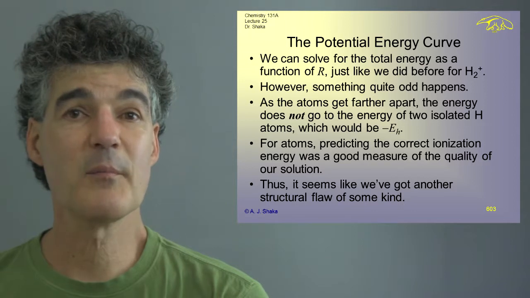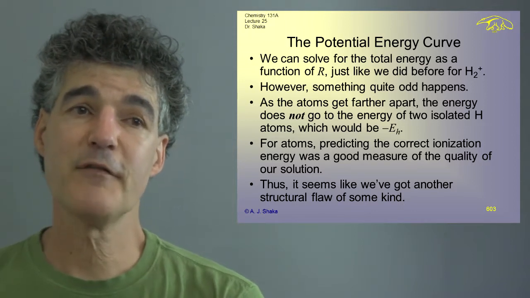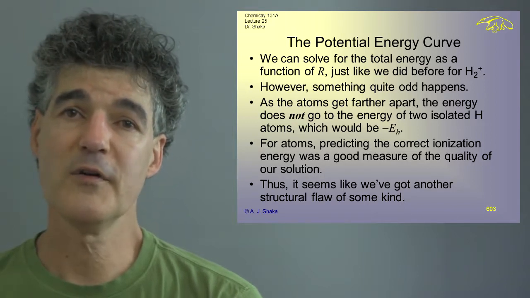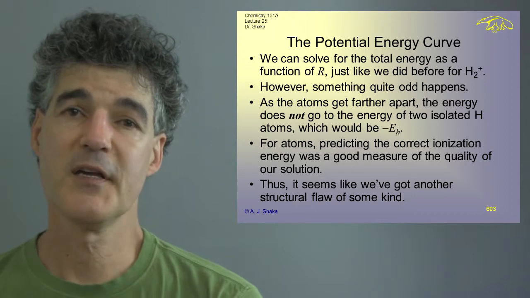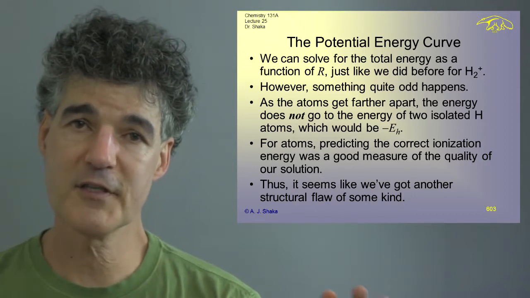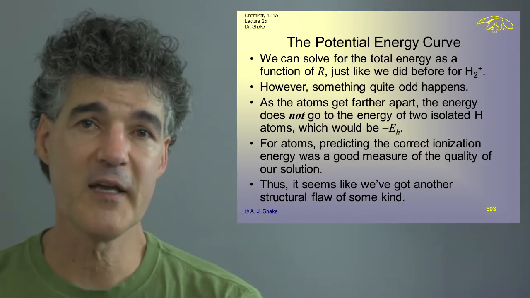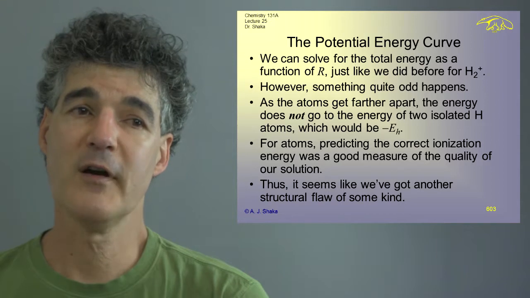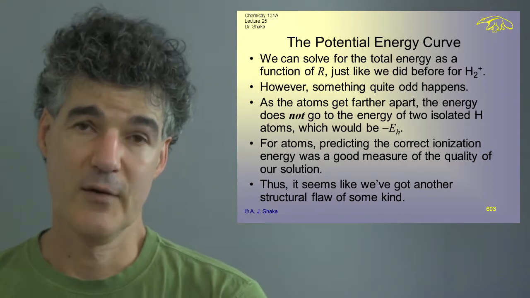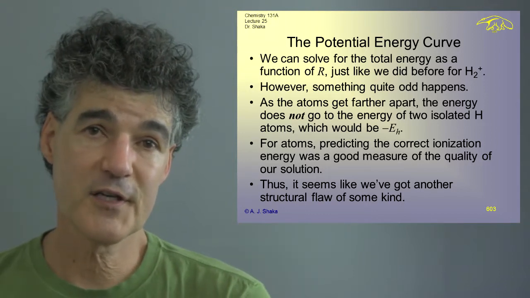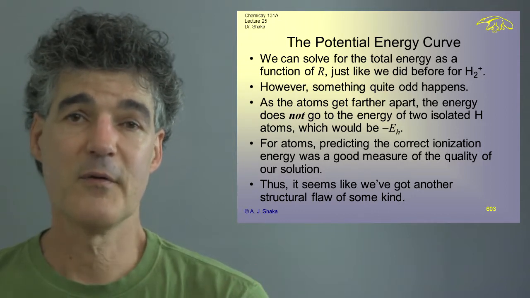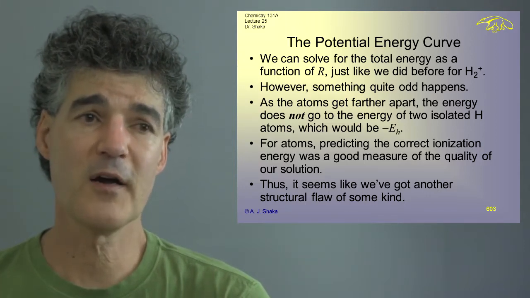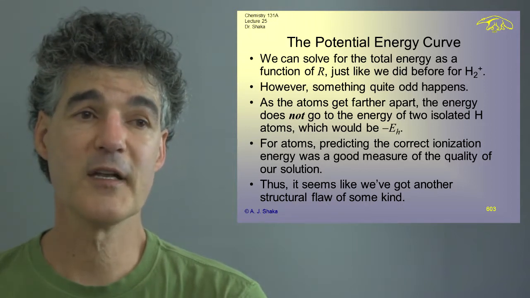However, if we do this, something pretty odd happens. As the atoms get farther and farther apart, the energy of H2 does not go to the energy of 2 isolated H atoms, because that would be minus 1.0, minus a half for this hydrogen, hydrogen A, minus a half for this hydrogen, hydrogen B. That's not what happens when we take this molecular orbital, which is our simplest one. And therefore, something's wrong, because for atoms, we really looked at predicting the correct ionization energy as part of the measure of quality as to whether we had the right idea or not. If we couldn't predict the ionization energy, then we'd think something was wrong. And in fact, something is wrong, but what's wrong here is a little bit more subtle.